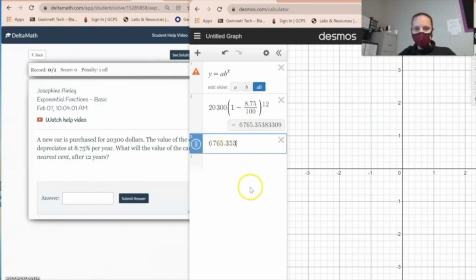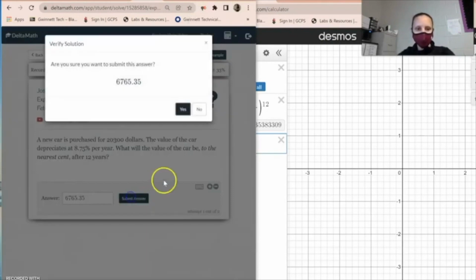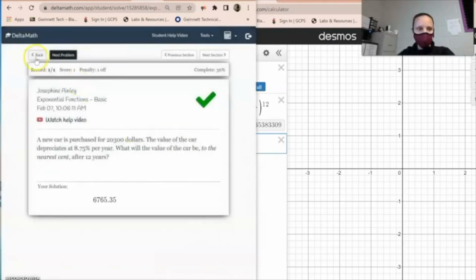So cent means I just need two numbers, right? But you first have to see what the next number does. Is that 3 going to change anything? No, so this is my answer. If it was a 5, for example, it would change it to a 6. But in my case, it hasn't changed anything. So that's how you round. Nearest cent means two numbers after the decimal.